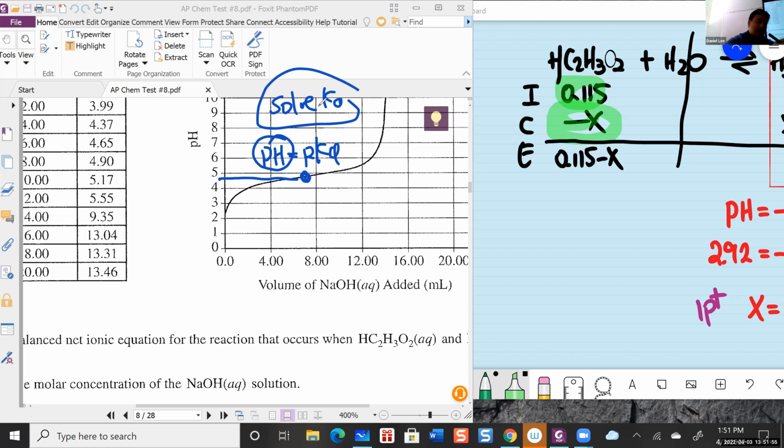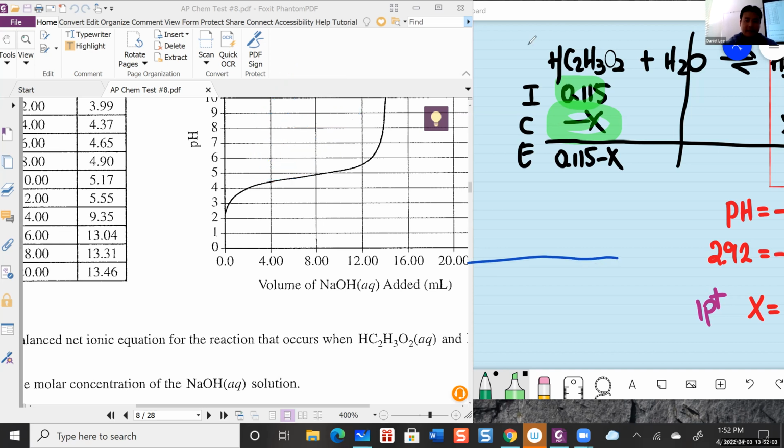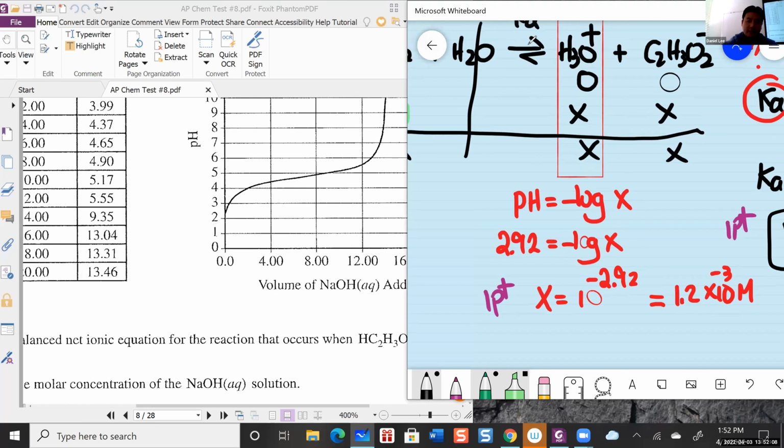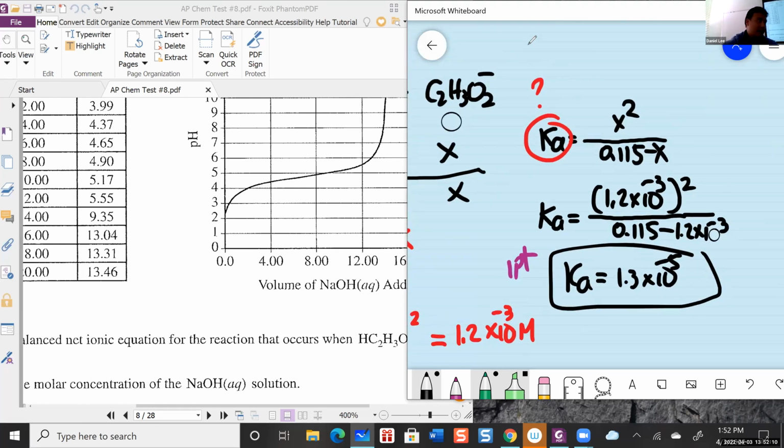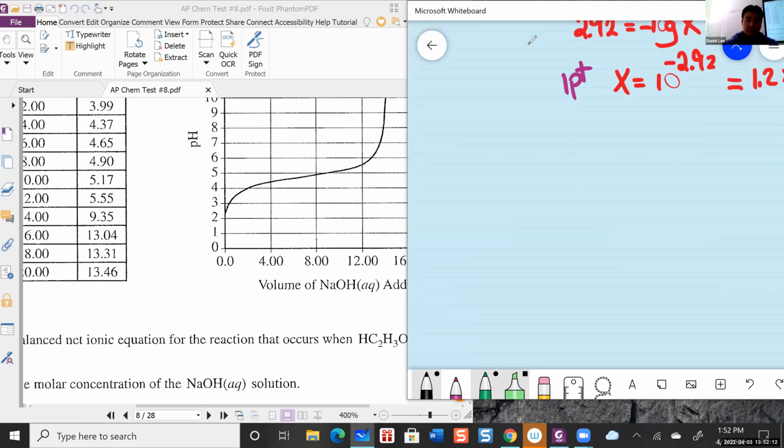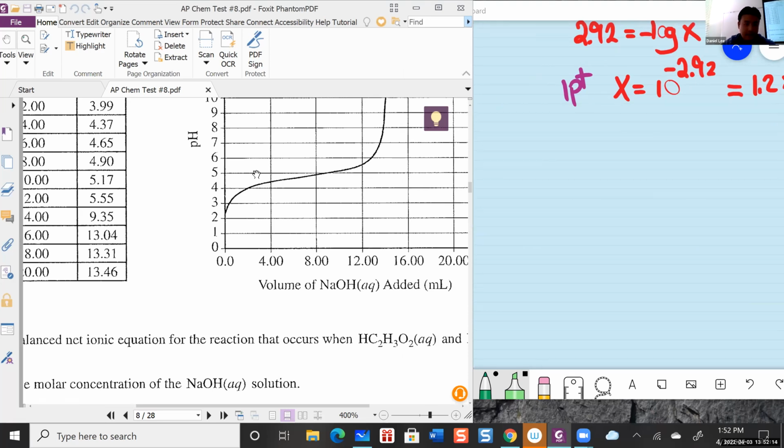You stick a pH probe in, find the pH, use the pH to find the hydrogen concentration, which is x, and use x squared over 0.115. So again, use the pH probe to find the pH and the hydrogen concentration and solve for Ka. Second way is to do titration and find the half equivalence point. If you know the pH at the half equivalence point, pH at half equivalence is pKa, then you can solve for Ka. That's the second methodology, yeah?